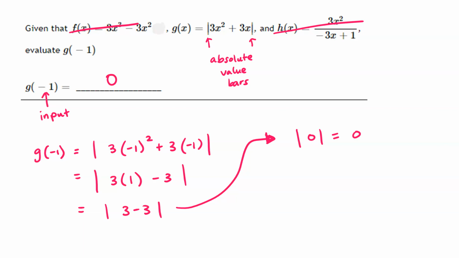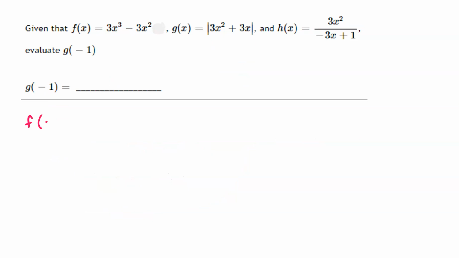Let's evaluate f of -1 and h of -1 just to see what that would look like. All right, so if we're going to evaluate f of -1, we are taking -1 and plugging it into our f function, which is this function right here, and anywhere we see an x, we want to replace it with -1.